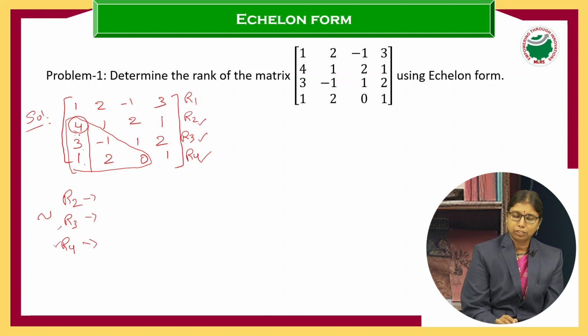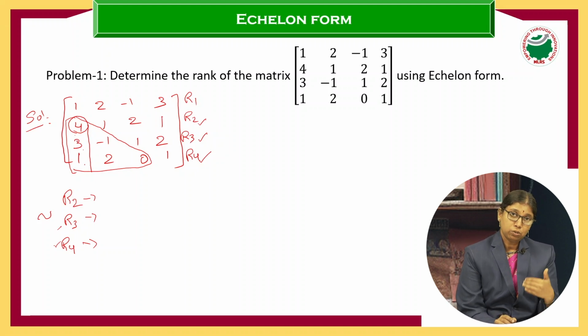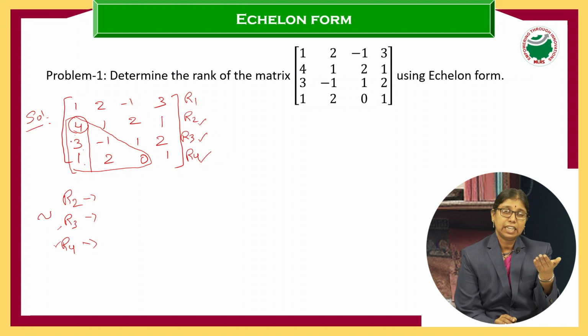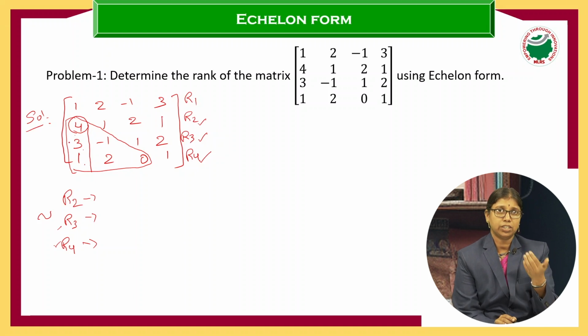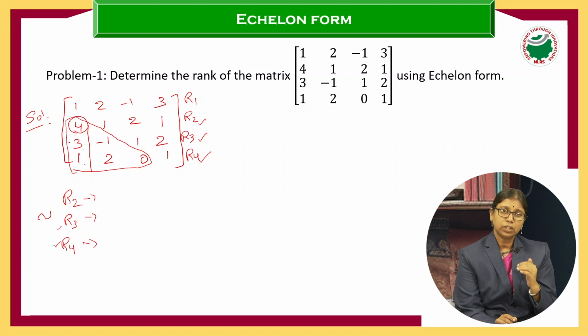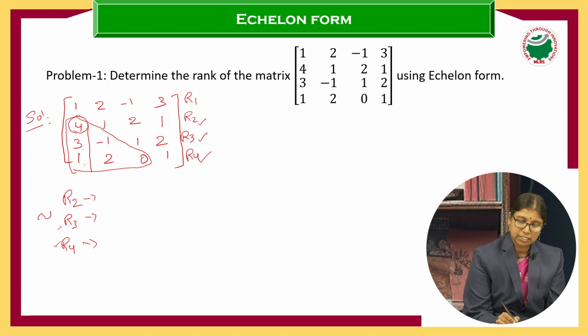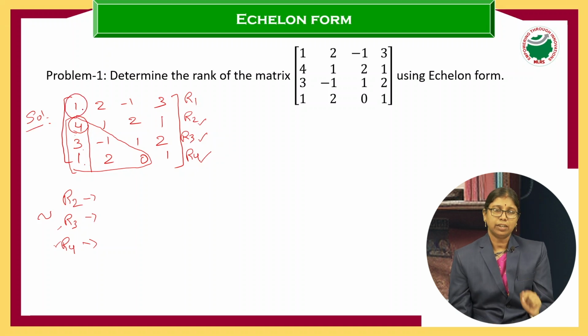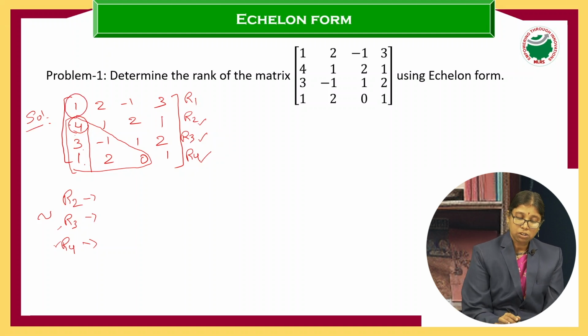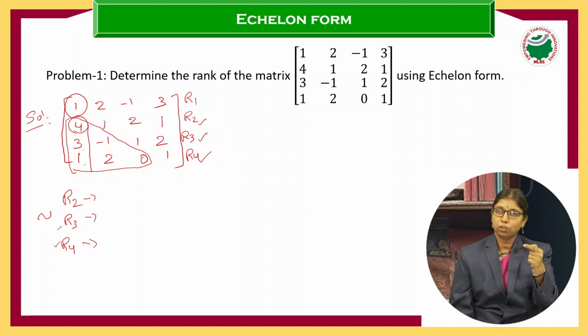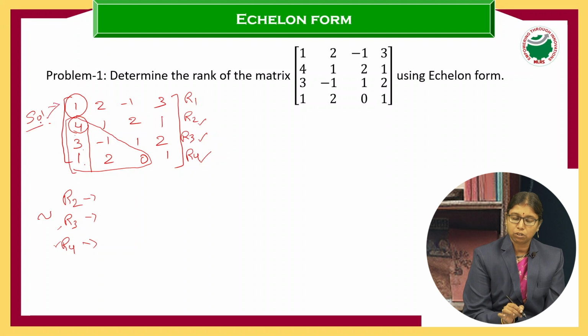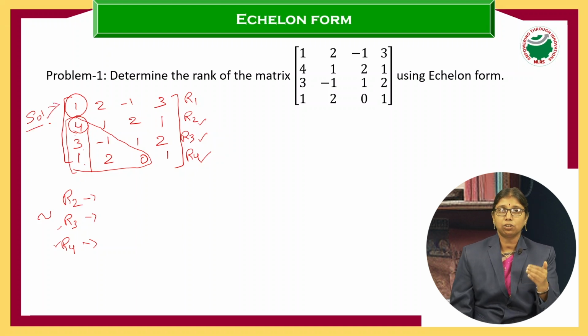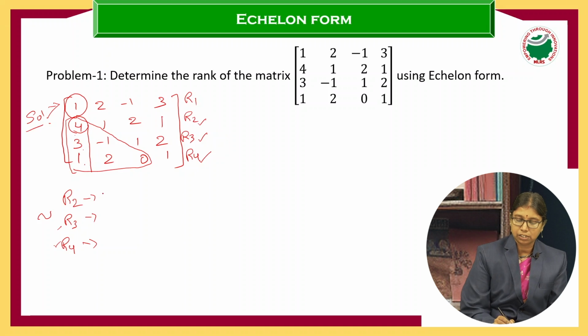Your focus is on the value which you have to convert to 0. So in R2, I have to convert 4 to 0. You choose the corresponding value in row 1, and we have to use row 1 only to change R2. In row 1, I have 1, and in row 2, I have 4. If R1 also had 4, then 4 minus 4 you would get 0. That means you have to multiply the total row R1 by 4 and subtract R2 from it. So the row operation for R2 is 4R1 minus R2.